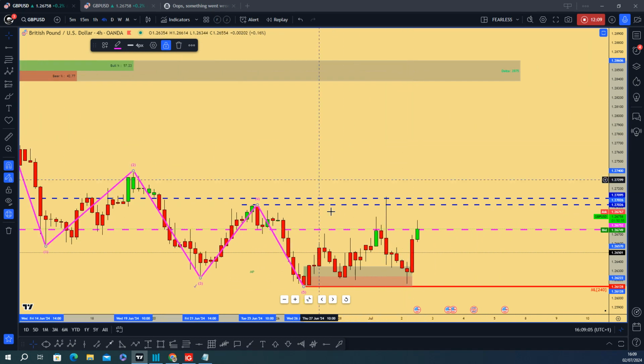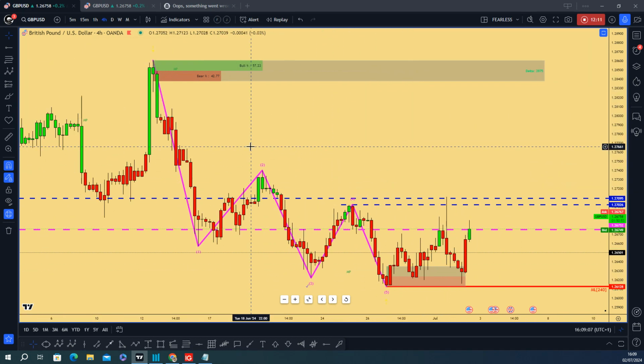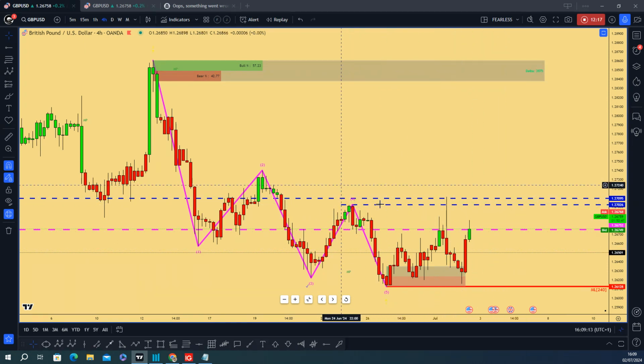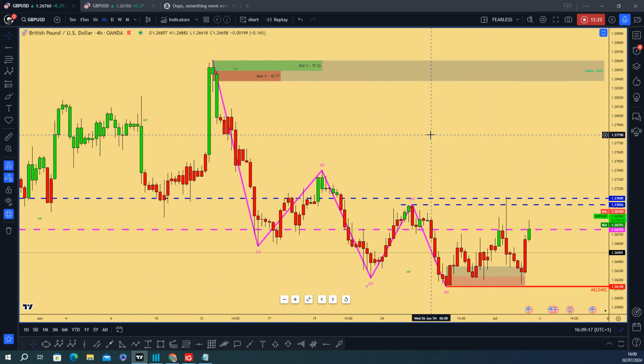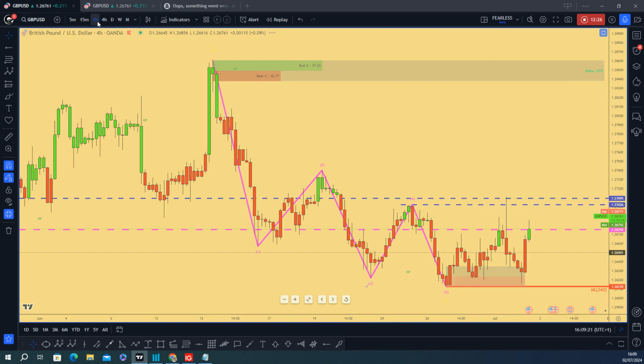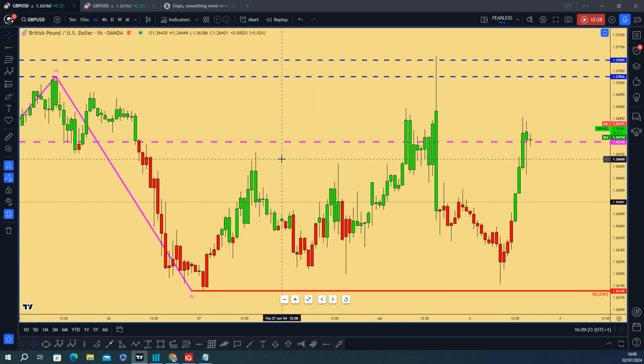Okay, so this pullback is valid, and the 4 has already been traded as well yesterday. So this is a very strong setup for a continuation move to the downside. So let's look at the 1 hour chart.